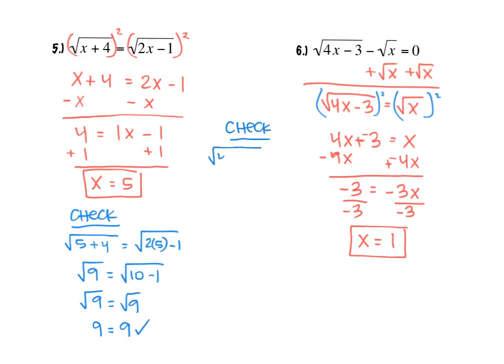I have the square root of 4 times 1 minus 3 minus the square root of 1 equals 0. Well, 4 times 1 is 4. 4 minus 3 is 1. And the square root of 1 minus the square root of 1 is 0, because anything minus itself is always 0. So that worked for me. So just make sure that you only have one radical sign on each side of the equal sign before you square it.